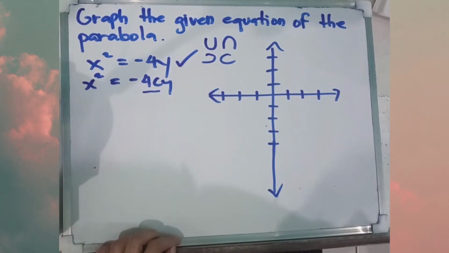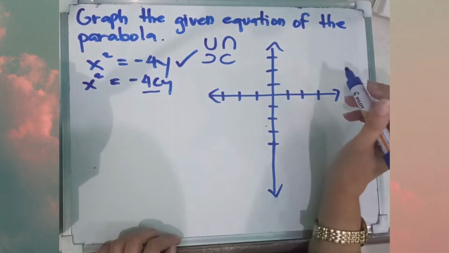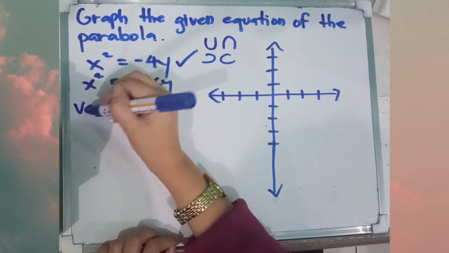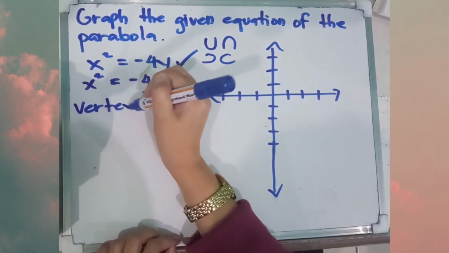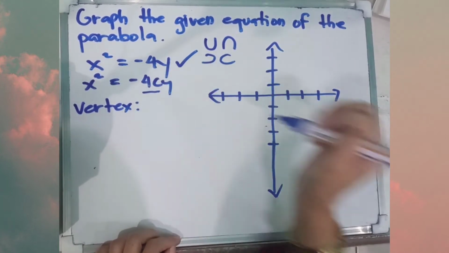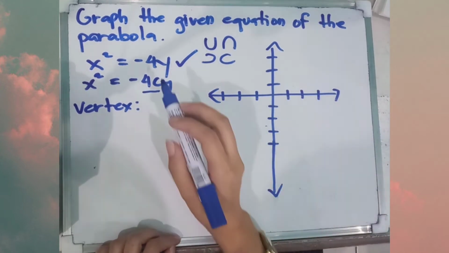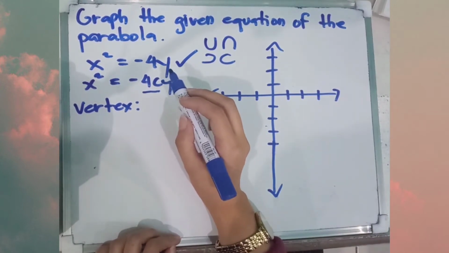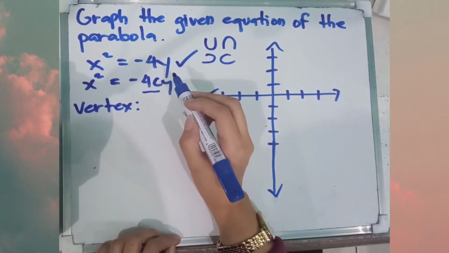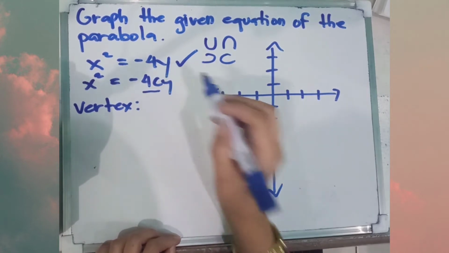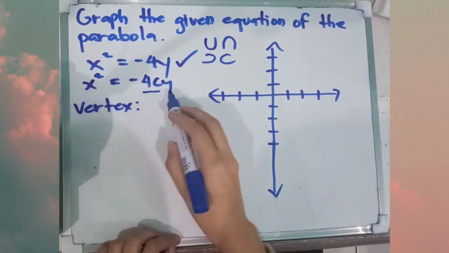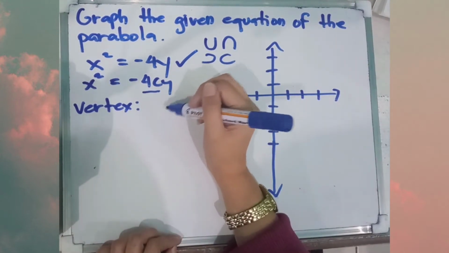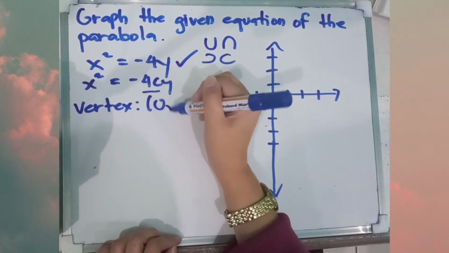So the first part of the parabola that we need to determine is the vertex. So how do we determine the vertex? Last time, I gave you a summary of the standard forms of the equations of the parabola. If we have this standard equation, that means the vertex is at the origin (0, 0).